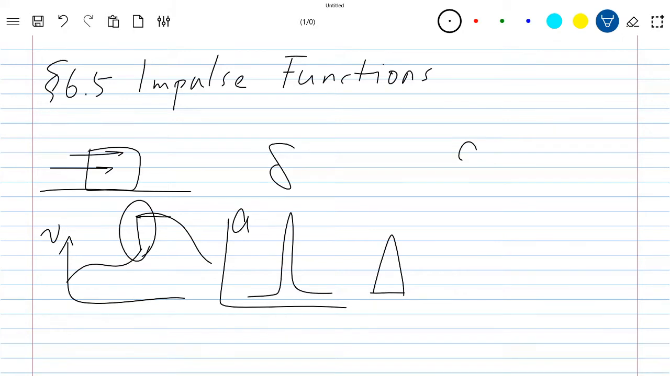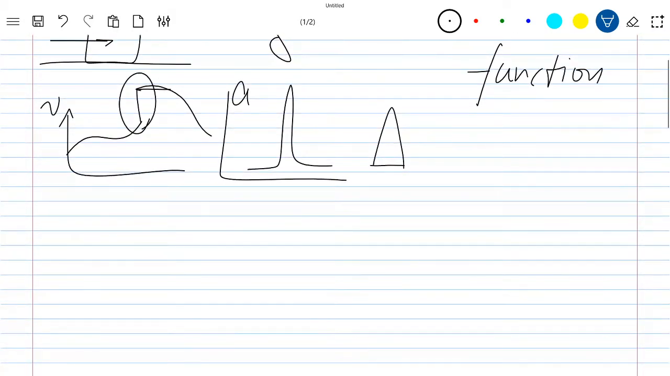Or you can say the delta function. So we can say the delta function represents the slope, the derivative of a sudden change. So let me define this formally.